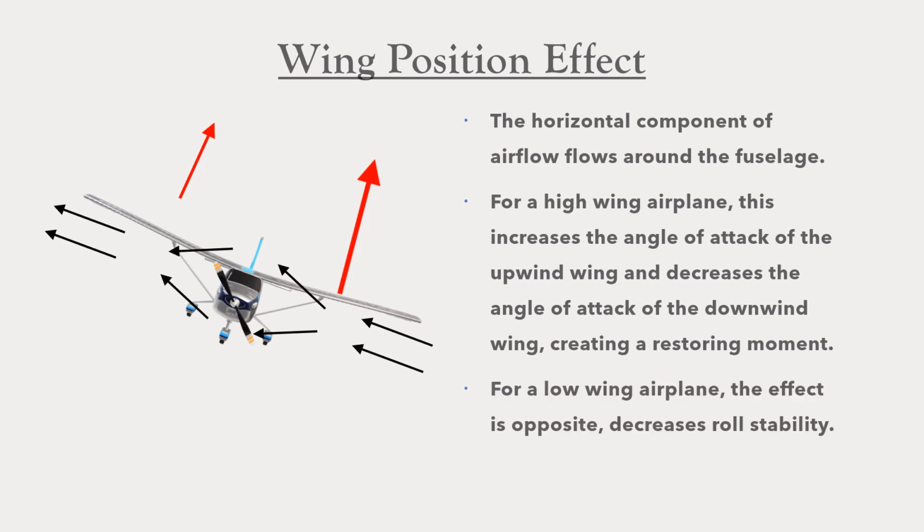For a low wing airplane, that effect is opposite. So the low wing airplane will often need more dihedral because it has to overcome this tendency to be less stable.